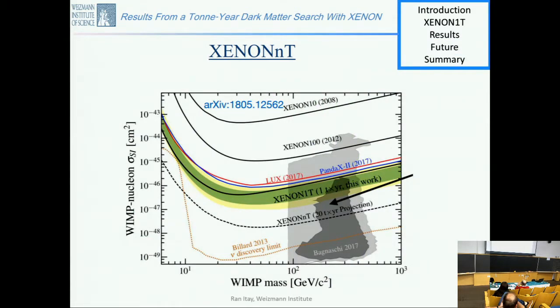And this is basically the projected sensitivity for XENONnT. As you can see, we will really cut inside this neutrino floor, mainly from B8 neutrinos coming from the sun. So this is the coherent neutrino floor. We will be cutting through that, improving the sensitivity by roughly two orders of magnitude.